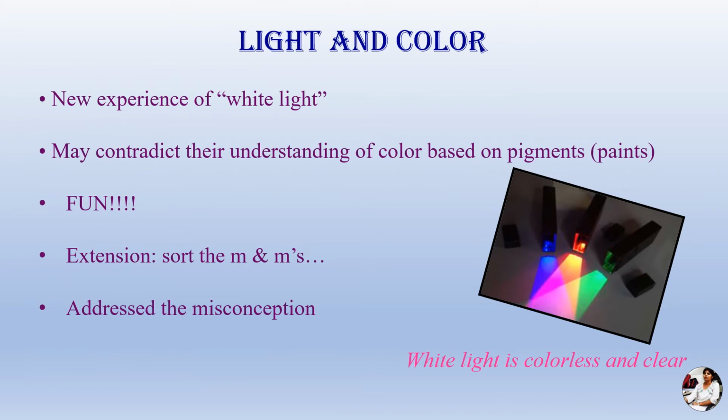Now, the next experiment is light and color. In this experiment, we will discuss the phenomenon of dispersion with the help of a prism, how white light is dispersed into the 7 colors. White light is of course colorless and clear light. But to understand this, I have some questions in my mind. What is the color of sunlight? Of course, the answer is exactly white light.